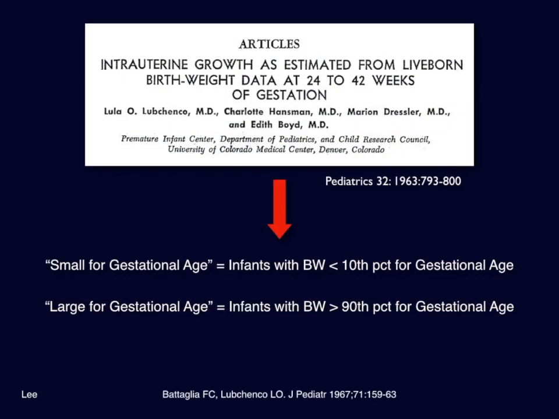Much of the way that we currently classify growth outcomes originated from the pioneering work of Lubchenco and colleagues at the University of Colorado over 5 decades ago. Prior to 1967, it was unusual to combine birth weight with gestational age. This work was based on statistical definitions that classified newborns with birth weights above the 90th percentile as being large for gestational age, or LGA, and those with birth weights below the 10th percentile as being small for gestational age, or SGA.